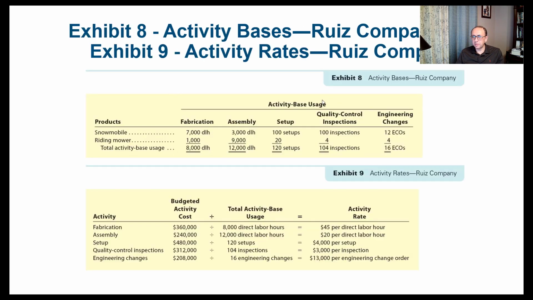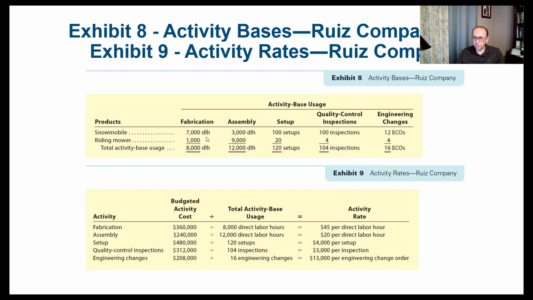In the top table here, we see the activity-based usage for the two products that we have: the snowmobile, the riding mowers, and then the total activity-based usage. For fabrication, we have 7,000 direct labor hours for the snowmobiles and 1,000 direct labor hours for the riding mowers, and these are the numbers that we had before. Now we have the assembly: 3,000 direct labor hours and 9,000 direct labor hours for the mowers. And then we have these numbers for the setup, the quality control inspections as we presented, and the engineering changes. So you see the total.